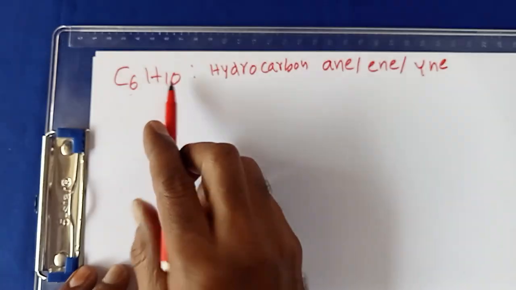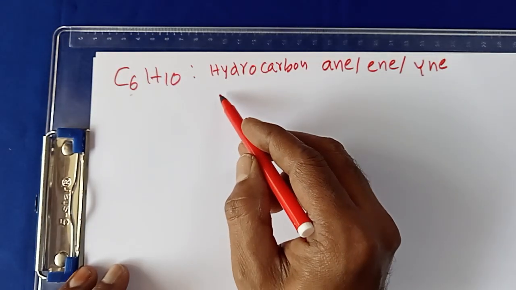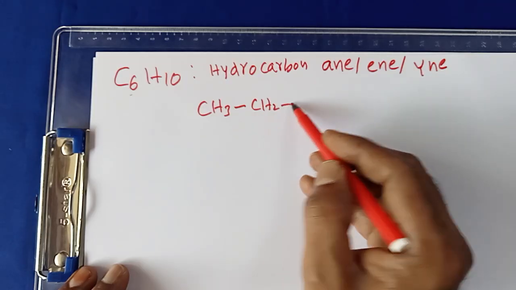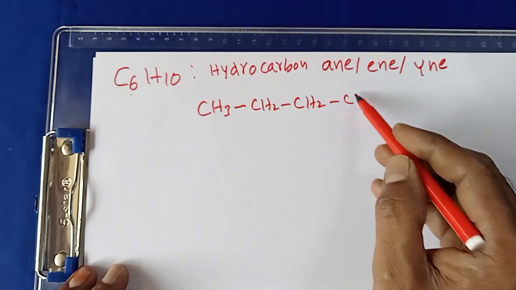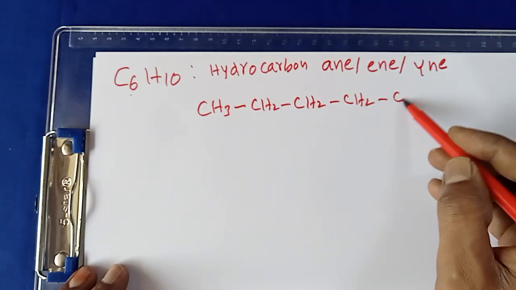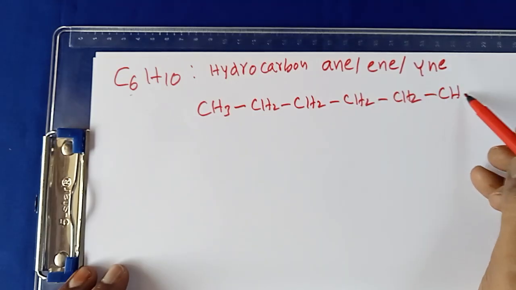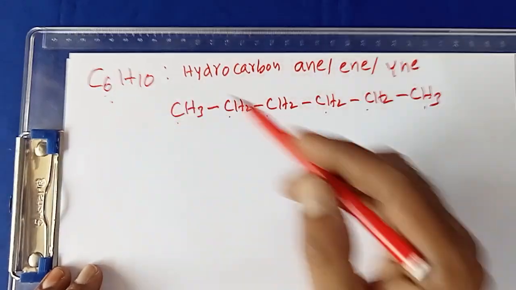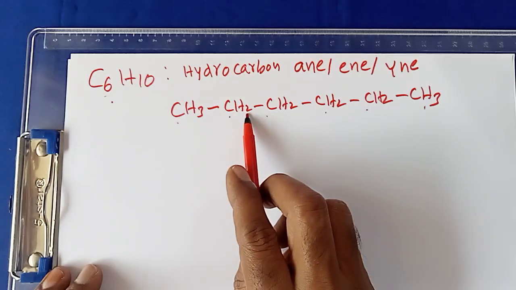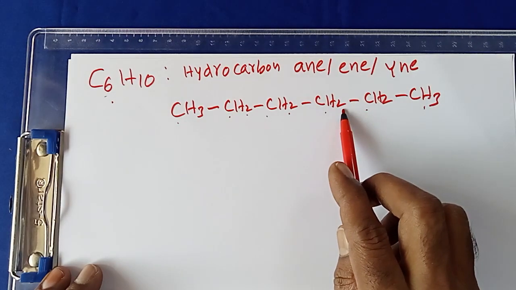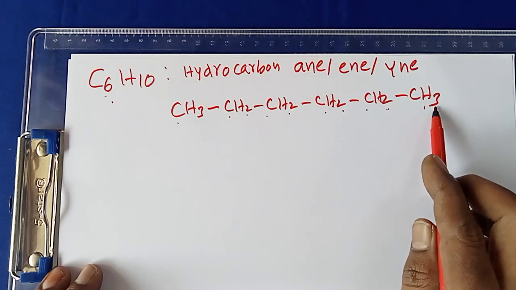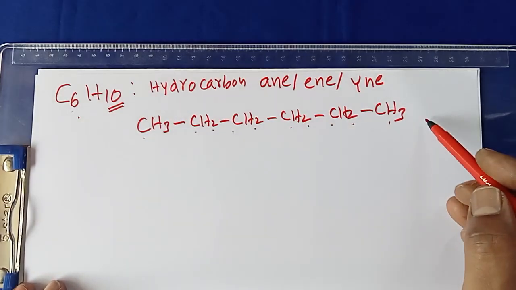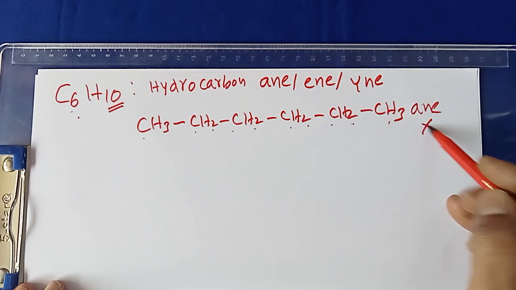6 carbons alkane, you write down one time. I write here CH3, CH2, CH2, CH2, again CH2, CH3. So how many carbons? 1, 2, 3, 4, 5, 6. Hydrogens how many? 3 plus 2, 5 plus 2, 7 plus 2, 9 plus 2, 11 plus 3, 14. But here only 10. So alkanes are not possible.